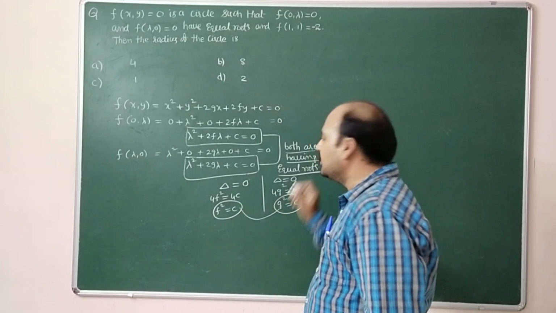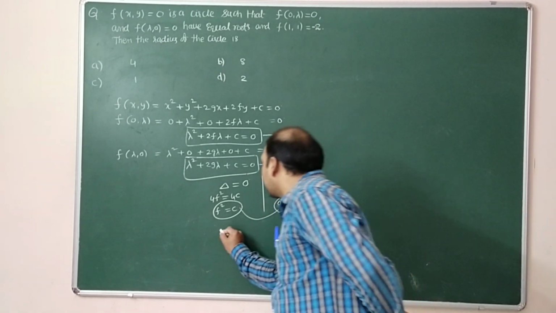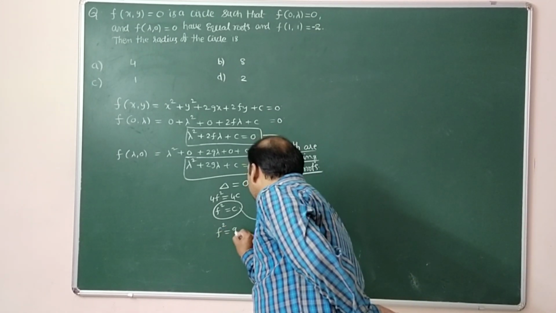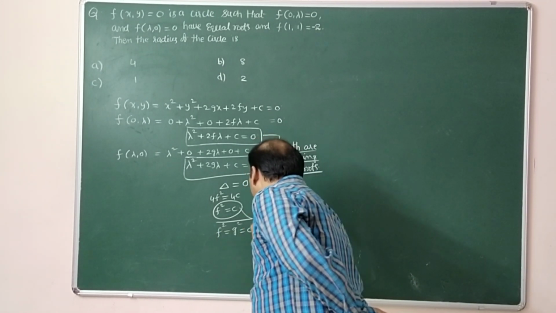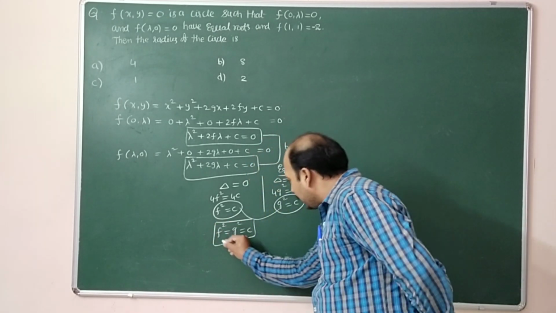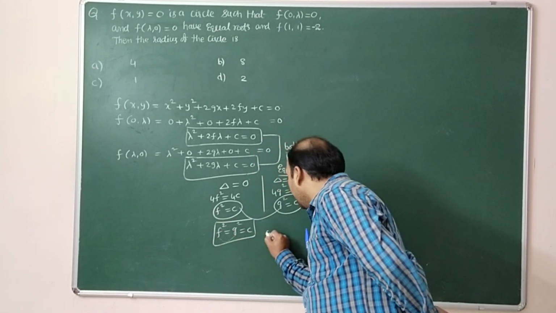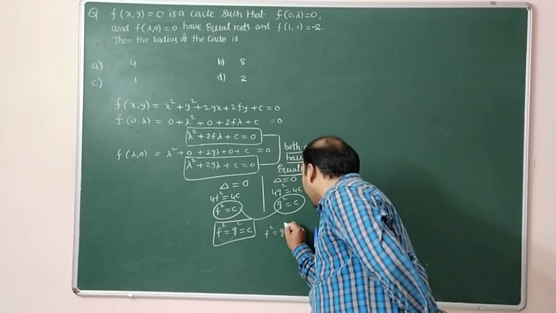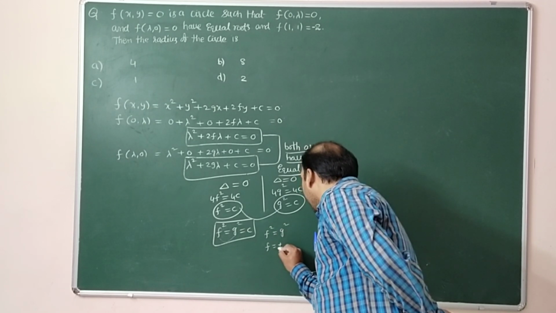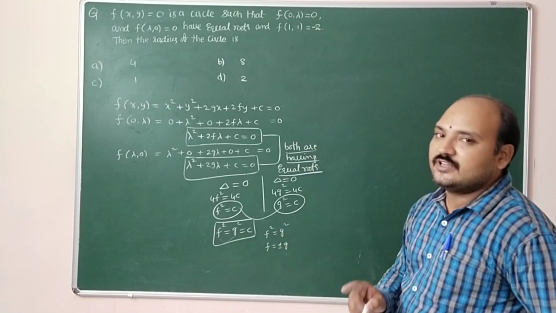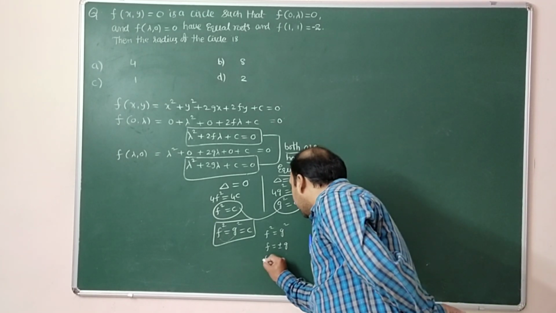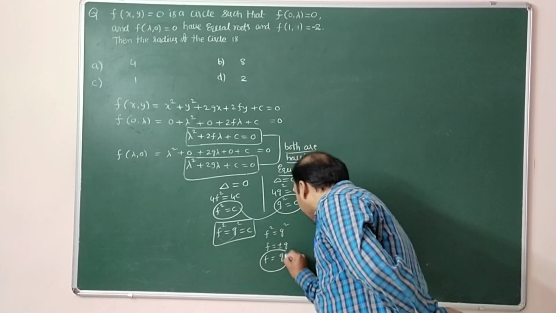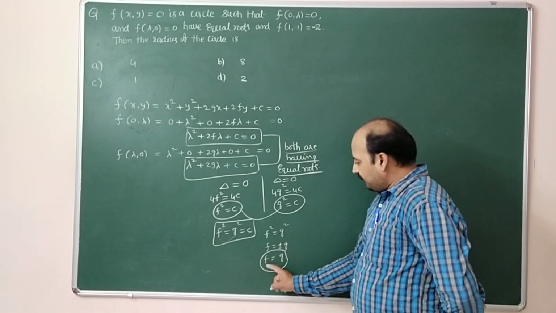After that, equating these two, why? Because the c value is the same. So f² = g² = c, and if we equate these two also, f² = g². So f = ± g. Of these, which one can we consider? f = +g only. Why only plus g? I will tell you here. So the f value and g value.